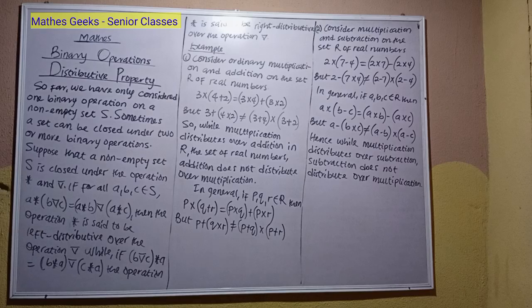Suppose that a non-empty set S is closed under the operations star and V. If for all A, B, and C elements of set S, A star (B V C) is equal to (A star B) V (A star C), then the operation star is said to be left distributive over the operation V. While if (B V C) star A is equal to (B star A) V (C star A), the operation star is said to be right distributive over the operation V.